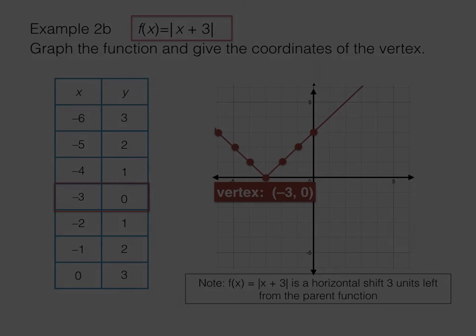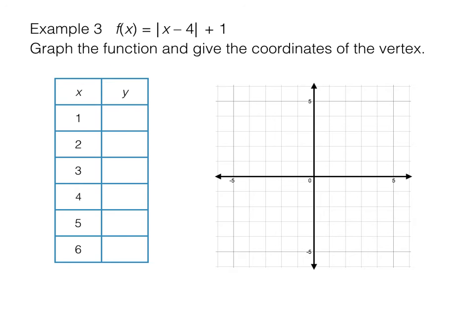Okay, next example. We have f of x equals the absolute value of x minus 4, plus 1. So this particular function will end up being a shift, I believe, that is 1 up from the parent function, that's the plus 1 outside of the bars, and 4 to the right, because the vertex will be at (4, 1). So that's my prediction. Let's check it by doing some math.